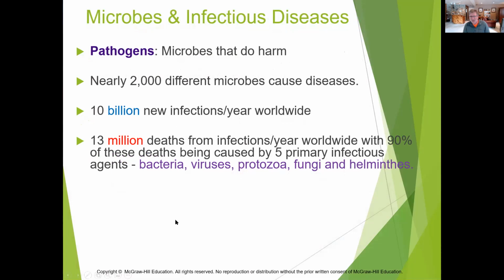13 million deaths worldwide, with 90% of those being caused by these 5 major infectious groups. You might remember us talking about these a little bit earlier. So there certainly are a lot of microbes out there that can cause us problems. Lots of good ones too, though.